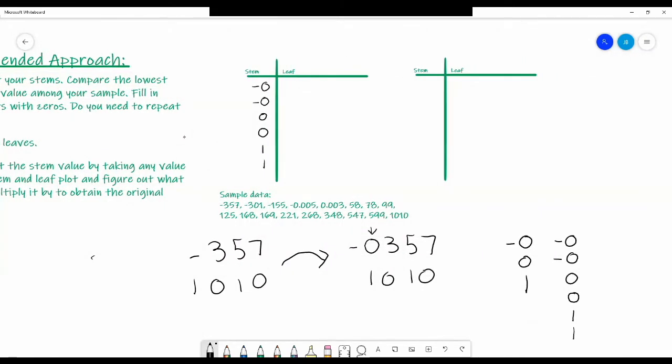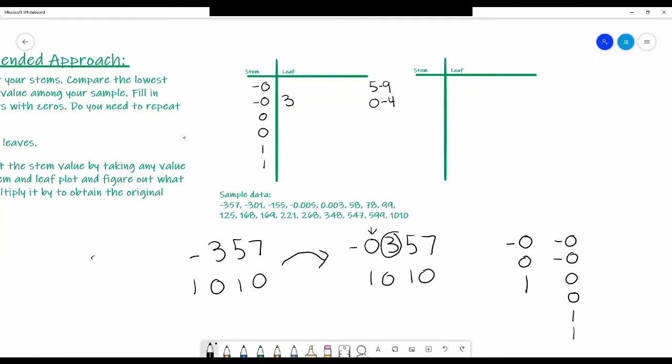To fill in the leaves, we just look at the number following the stem value. Our first number, -0357, the value after -0 is 3. Recall as well that the leaf rule states that when repeating twice, the brackets for the numbers would be 0 to 4 and 5 to 9. Since we're in the negative, it would start 5 to 9, or go 9 to 5 backwards. And then this bracket would have the 0 to 4, where our 3 lies. So we're going to put it here.